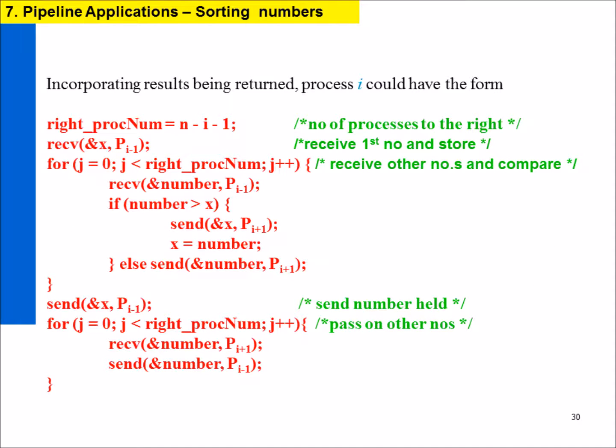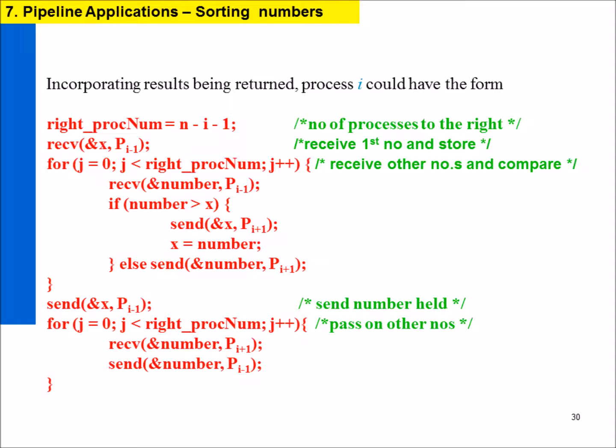So the algorithm goes something like this. We have the right processor, number n minus 1. Then you receive the number and store it, and then you have the loop going through to receive other numbers and compare until you run out of numbers. And then if the number is not larger, you send it on and pass on to the other numbers.